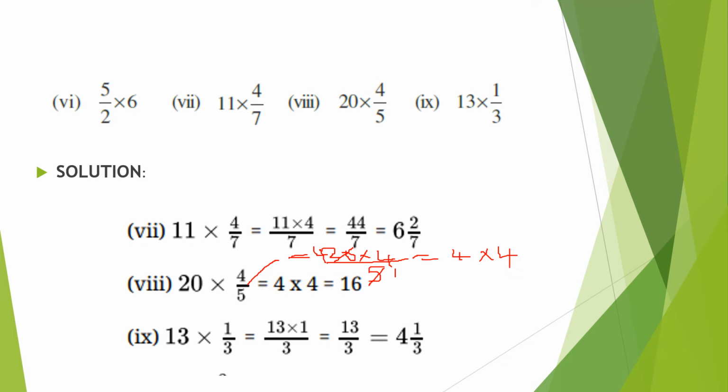Next, we move to the ninth question, 13 into 1 by 3. Here the whole number 13 is multiplied with the numerator of the fraction 1 and keep the same denominator 3. So the answer is 13 upon 3, which is in the lowest form and an improper fraction. So we can convert it into a mixed fraction. So we get the answer as 4 integer 1 by 3.